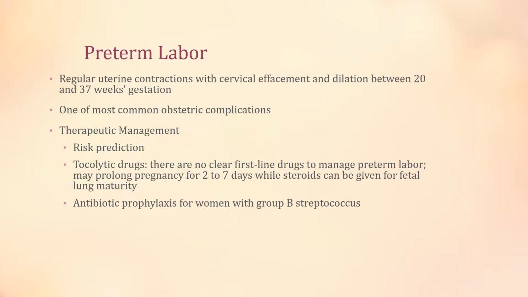So, therapeutic management is to do a risk prediction. Page 741 goes through the drugs that we can give and to determine who is at risk for preterm birth. We don't really know what the cause is, but we do want to try to prevent it, even something that we feel is as simple as a urinary tract infection. We want to treat it ahead of time, and we want to make sure she doesn't go into preterm labor.